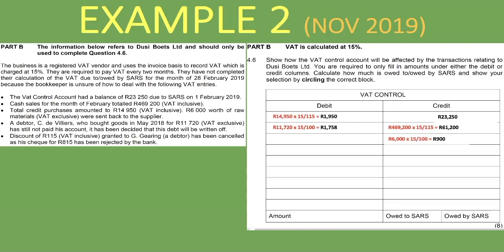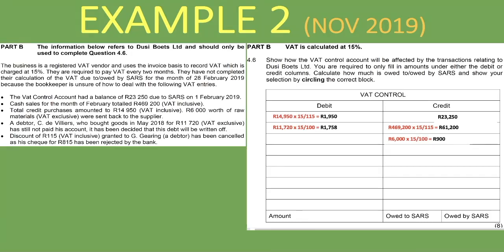Alright, let's look at bullet point number 5. Discount of 115 rand, VAT inclusive, granted to G Gearing. A debtor has been cancelled as his check for 815 rand has been rejected by the bank. So here we gave a discount to a debtor, but now we are cancelling that discount because his check has been rejected. So we have to account for the VAT on that particular discount. Remember, when we issue a discount, that is an expense for us as a company, so it's VAT input. But whenever we are cancelling the discount we have issued, we have to take it to the opposite side, which is VAT output, meaning the credit side.